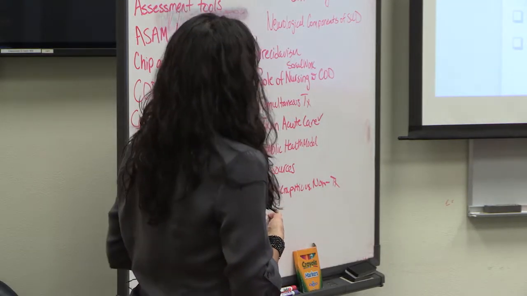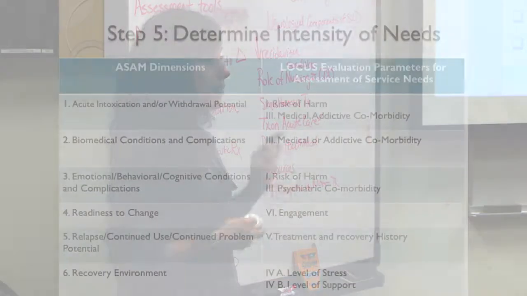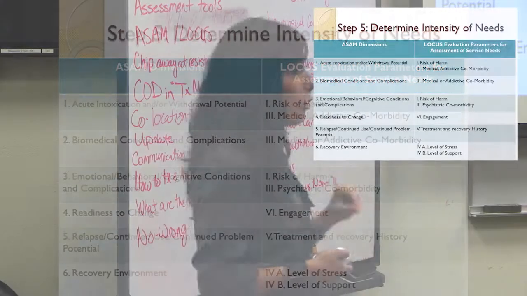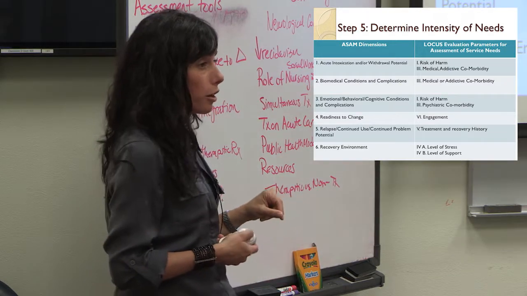Then we want to determine the intensity of needs. Intensity of needs is actually a terminology that has been used by Medicaid to replace what was otherwise called level of care. And so intensity of need is something that's very specific, and an intensity of needs determination is completed by either using the ACM or the LOCUS. They are both covering a lot of ground, and both are applicable to individuals with co-occurring disorders.